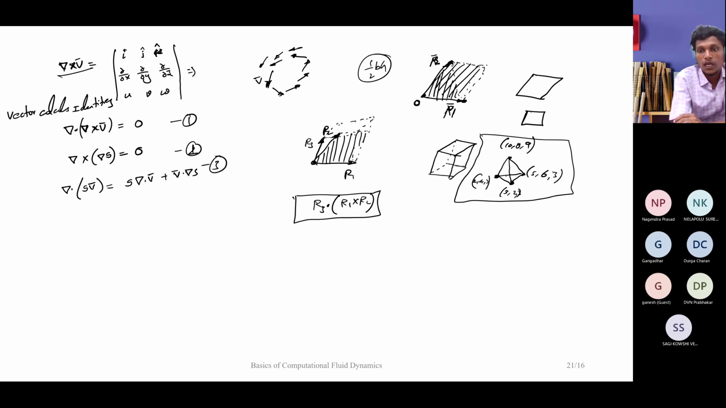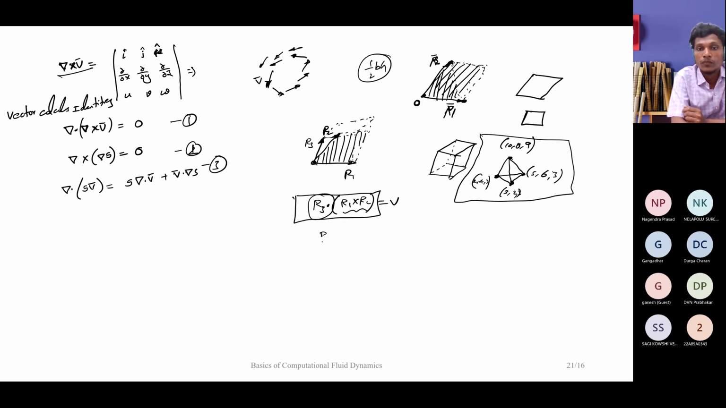In computational fluid mechanics, when we generate volumes, we generally do it by only identifying the coordinates of the points, not using the shape of the element. So how do you find this volume using only the points? Again using this formulation, R3 dot R1 cross R2. You just need to do the cross product of two vectors and a dot product with the third vector that is perpendicular to the plane of these two.